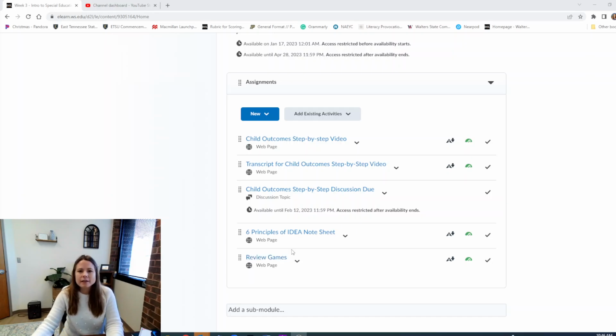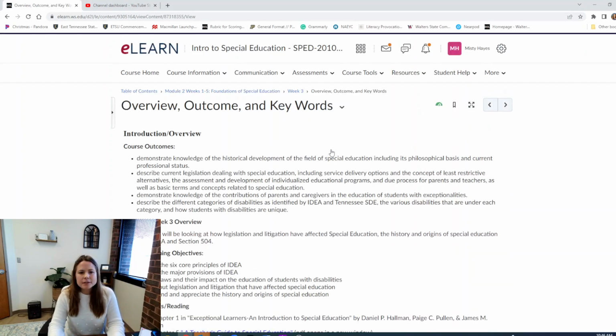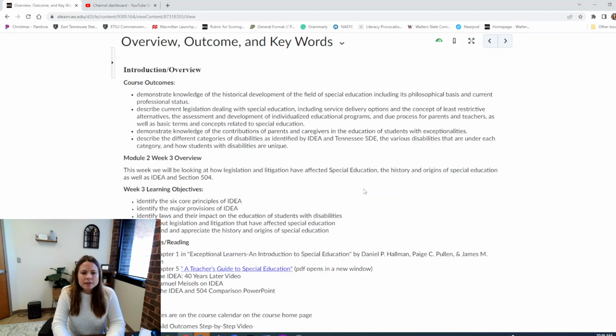And that's just going to allow you to quiz yourself on the content to make sure you have a thorough understanding. So let's go back up here to the overview and walk through what we're going to be doing this week. Our goals this week are to be able to identify those 6 core principles of IDEA. We want to make sure we know the provisions of IDEA. And I want you to look at the laws. You should be able to identify the laws that impact students who have disabilities. I want us to learn a little bit about legislation and litigation that have affected special ed, and then we're going to go back to appreciating the history, because we're going to bring some of that week 2 into this week as well.